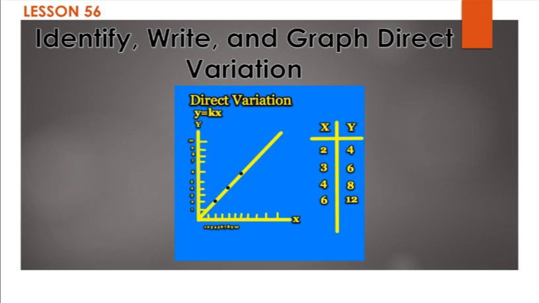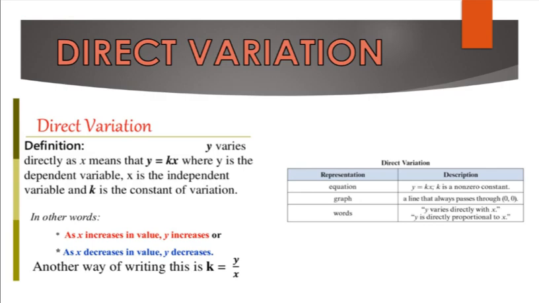Lesson 56, identify, write, and graph direct variation. First off, let's look at what direct variation is. Direct variation is where y varies directly as x, which means that y equals kx, and y is the dependent variable, x is the independent variable, and k is the constant of variation.